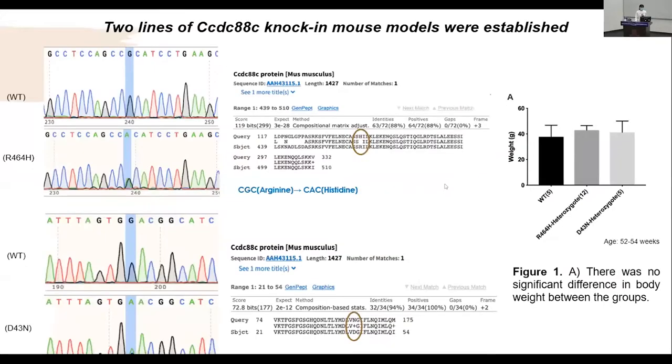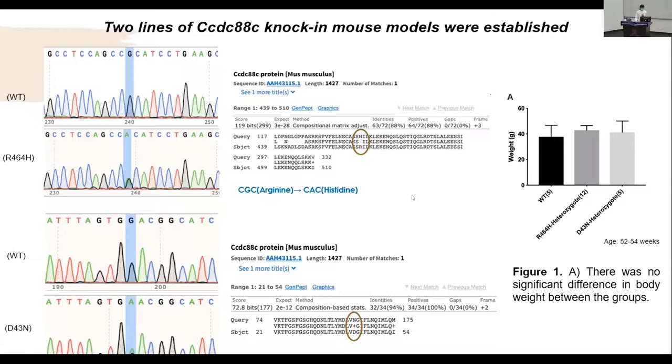Next are some results of the animal experiments. We established two lines of CCDC-ATC knock-in mouse models and identified the wild type, heterozygote mutant and homozygote mutant through genotyping. Today we mainly compare the wild type and heterozygote mutant groups.